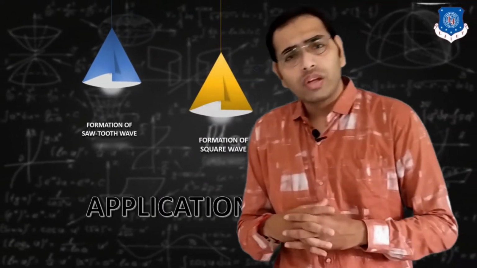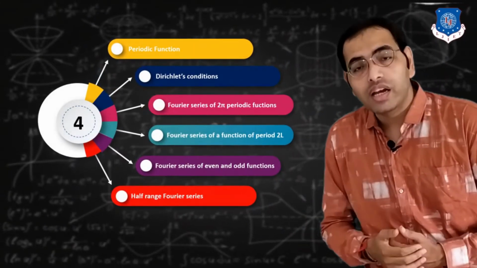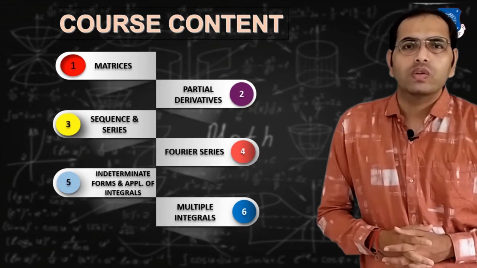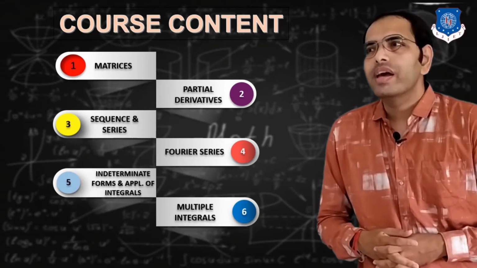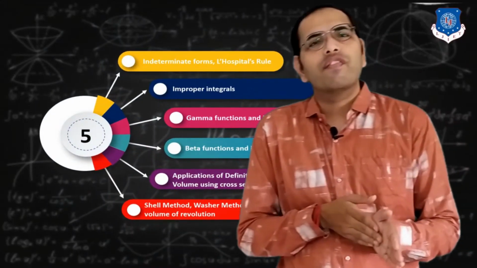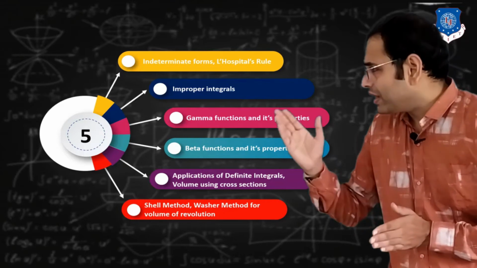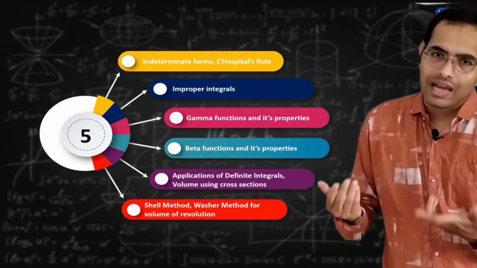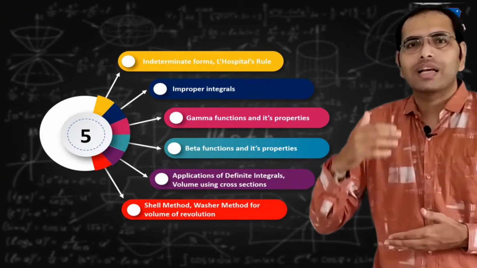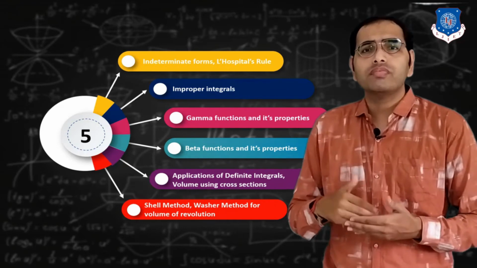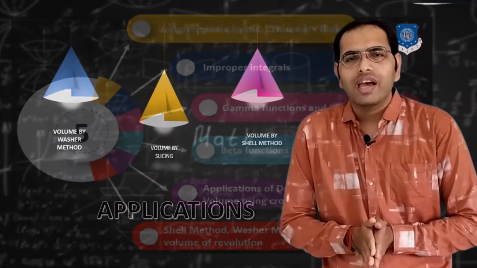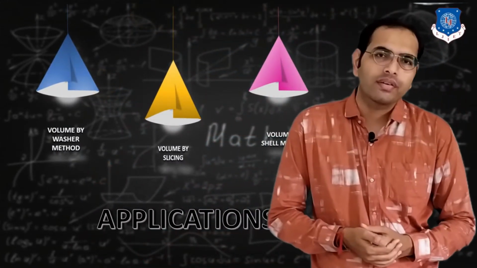Now, let's see the next upcoming unit. Unit number 5, that is Indeterminate Form and applications of integral. In this particular unit, we see Indeterminate Form, which means L'Hopital rule, improper integral, beta function and its application, gamma function and its application, and various applications of integral. Let's see the application of that particular unit.